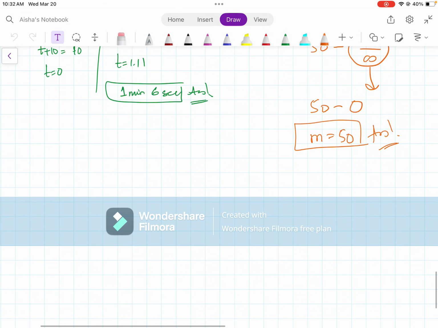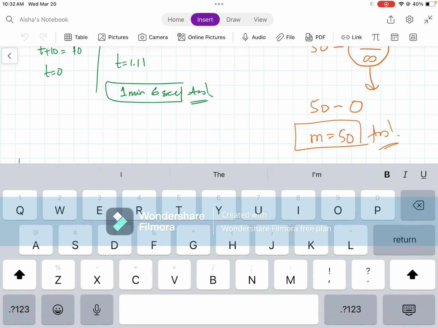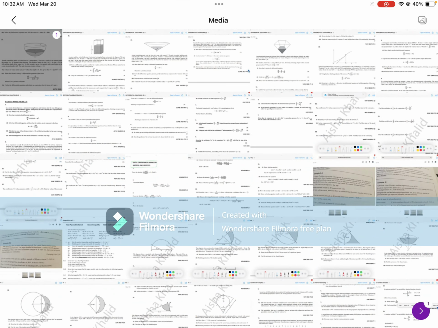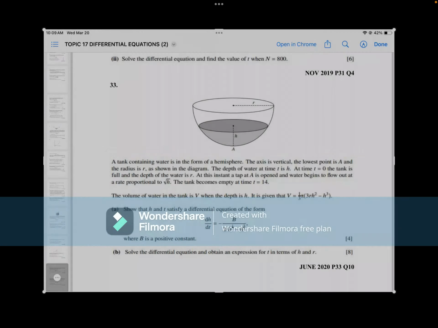All right, let's begin with some more word problems of inflow and outflow, and a little harder word problems of differential equations.